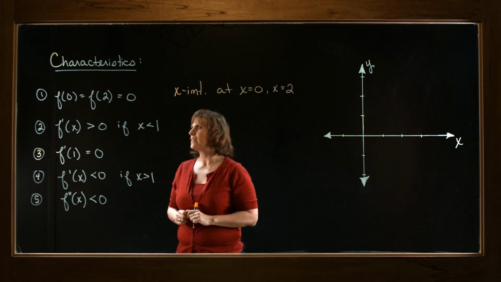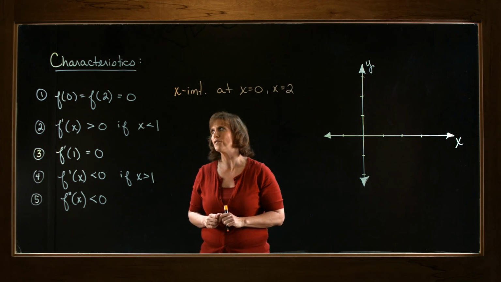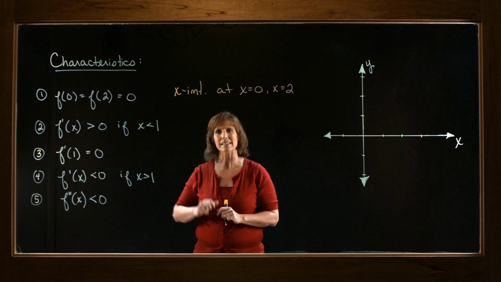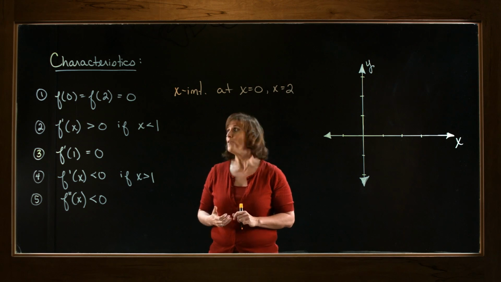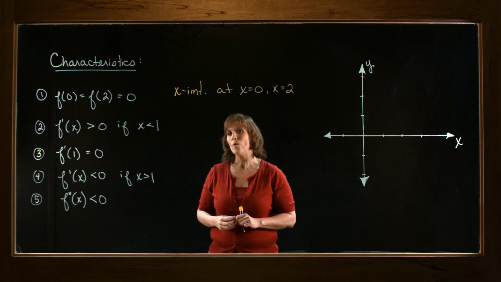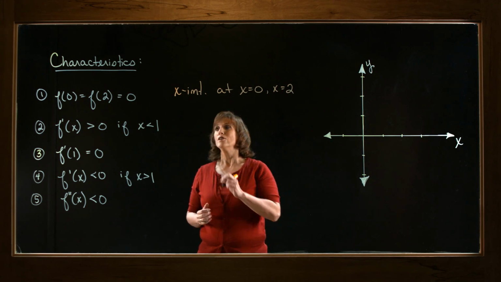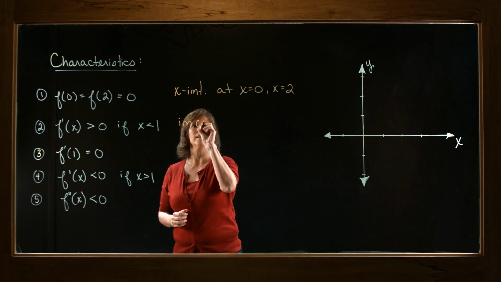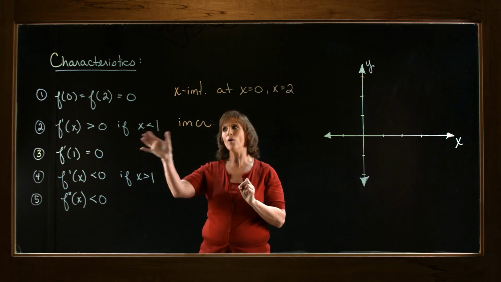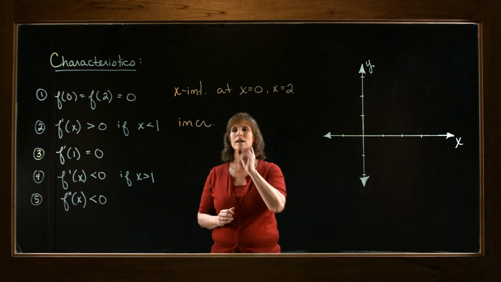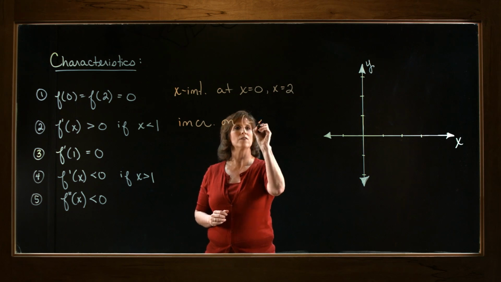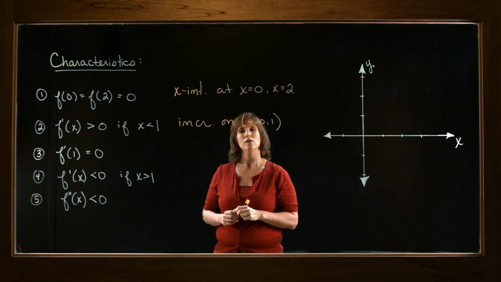The second criteria tells me that the derivative is greater than 0, as long as x is less than 1. Well, we know that derivatives are greater than 0 when the graph is increasing. So my function is increasing, but it's increasing only when x is less than 1. So it's increasing on the interval from -infinity to 1.